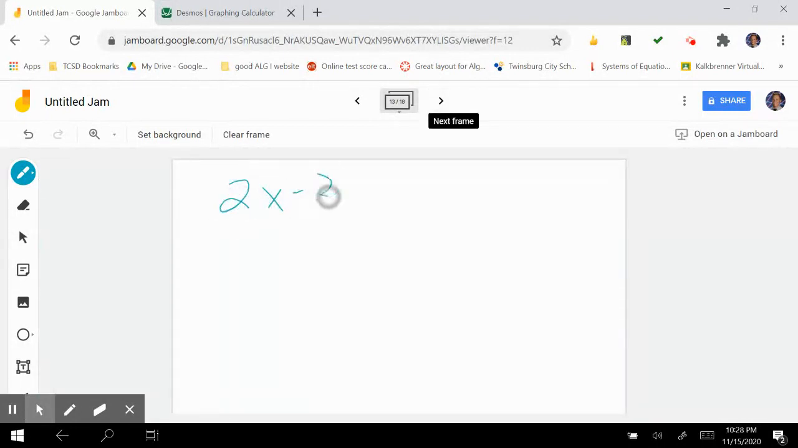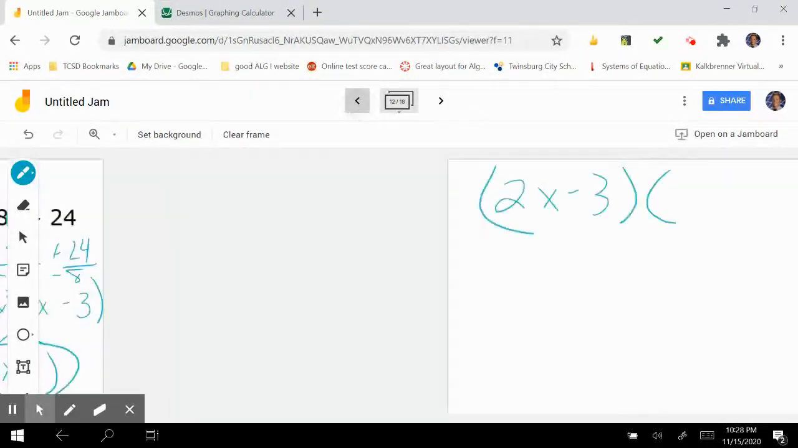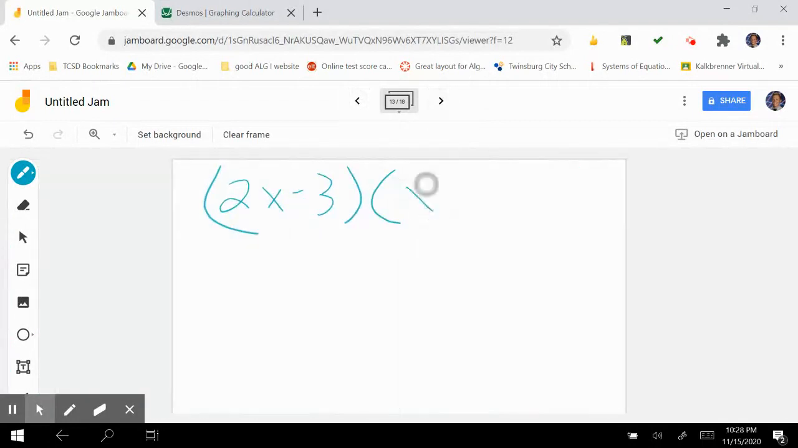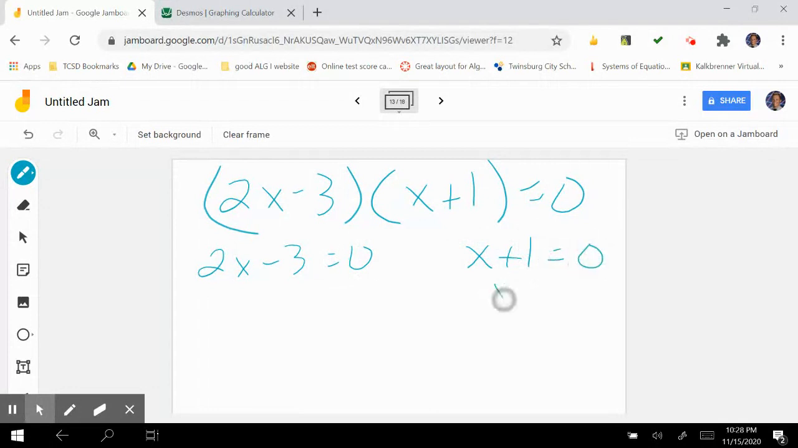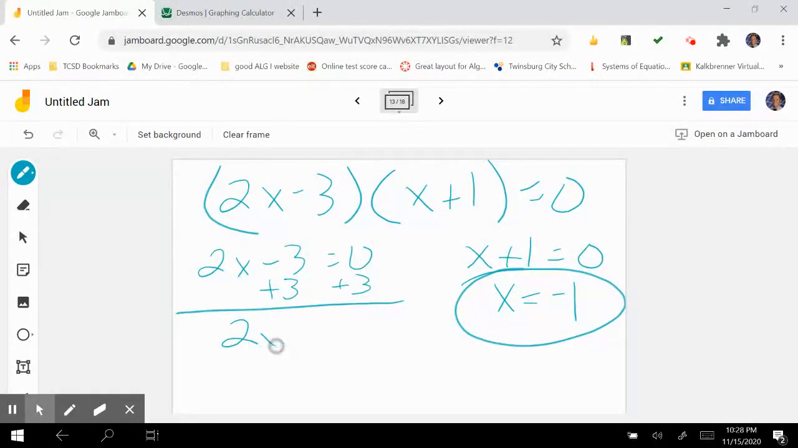2x minus 3 times, what was it, x plus 1. So 2x minus 3 equals 0, and x plus 1 equals 0. I'm going to do the easier one first. That one's done. So there's one root, and my other root, do the inverse operation over here to get x by itself, and it's a nice number of x equals 1.5.